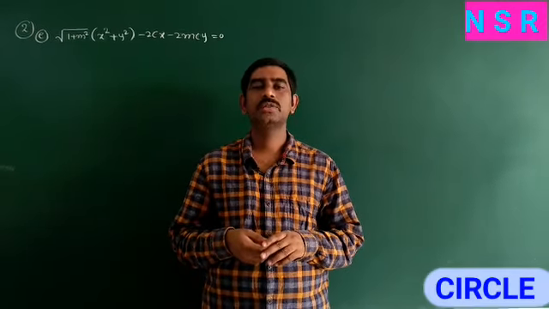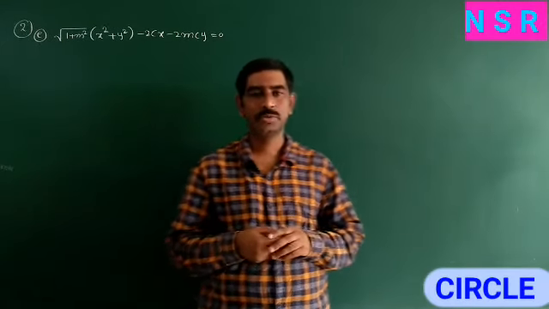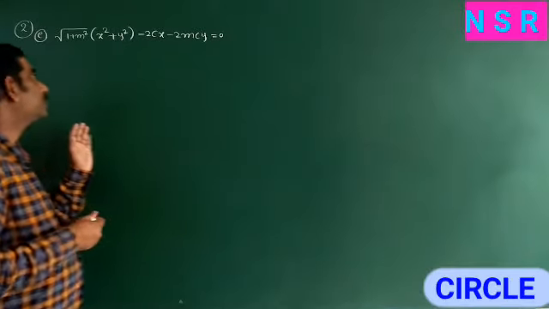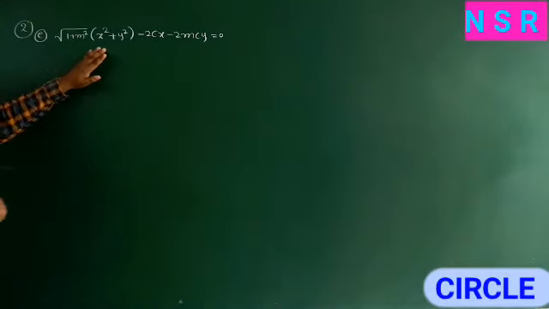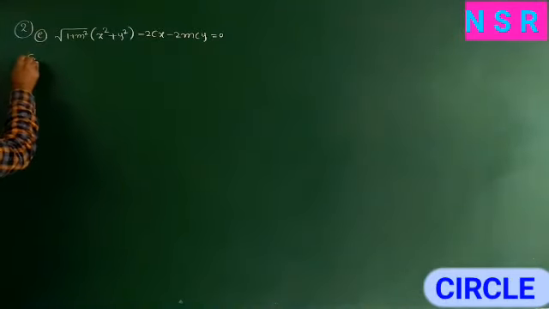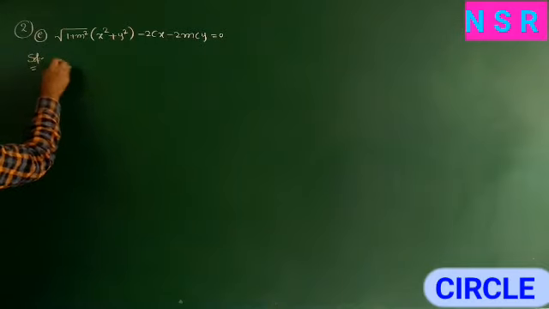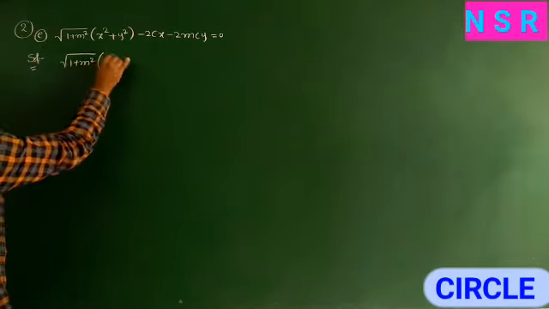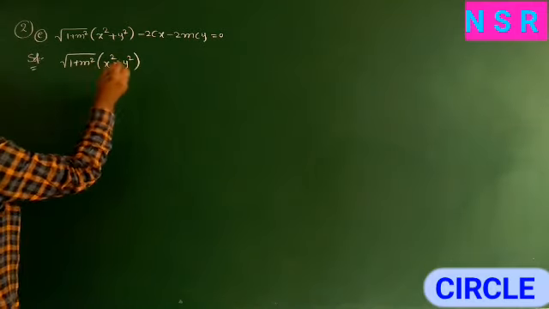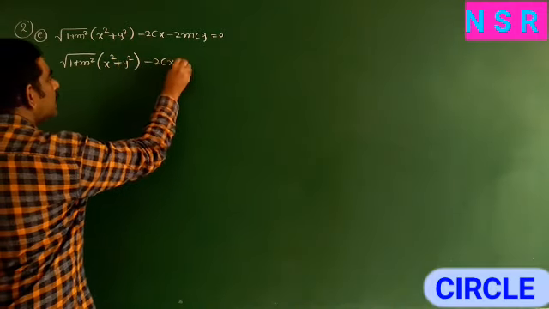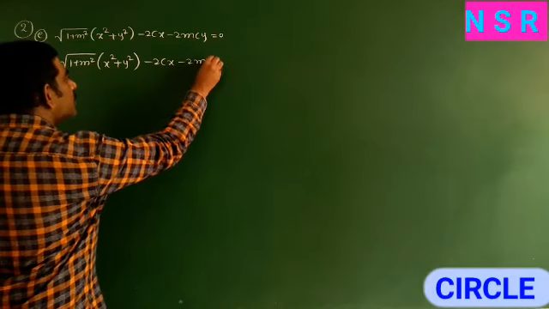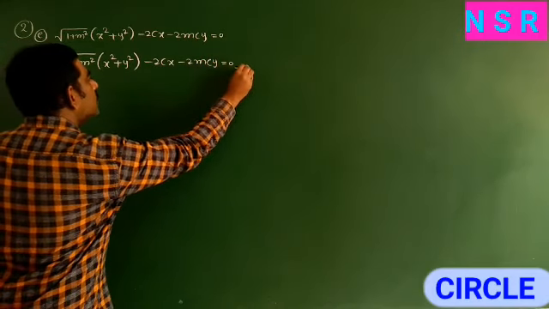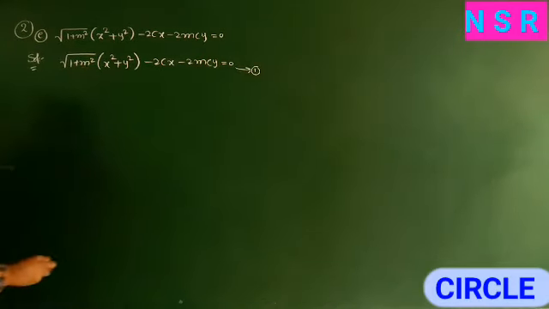So in this session also we are going to solve some 2 marks questions. So the next 2 marks question is: find the center and radius of this circle equation. Here given is under root of 1 plus m square into x square plus y square minus 2cx minus 2mcy equal to 0. So take it as equation number 1.